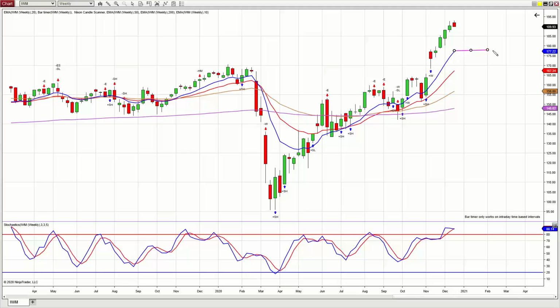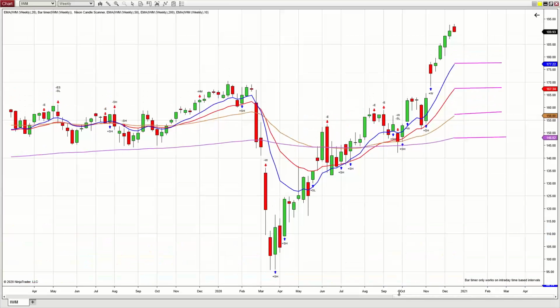Now I'm going to throw a little line right at the end of each of my moving averages. And I've got a 10, a 20, a 50, and a 200 exponential. Okay, we'll forget about stochastics for the moment, but let's just focus on the candles. So far, we don't have any candle signals here on the weekly, but we're a little bit overextended.